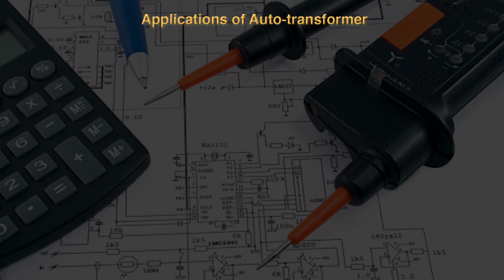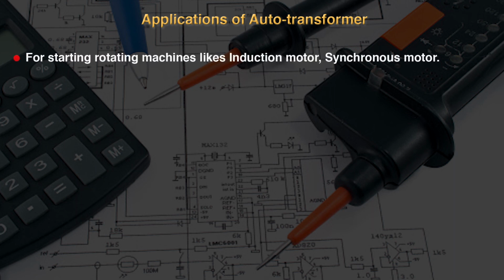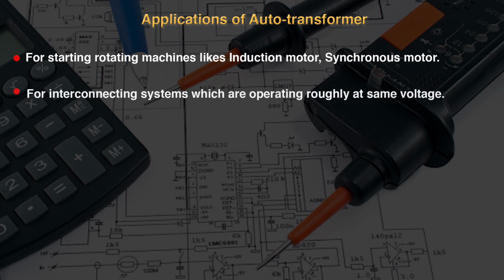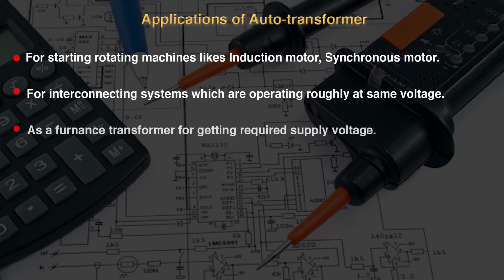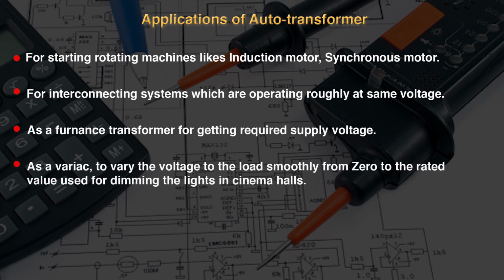Now we have to understand the applications of the auto transformer. The applications of the auto transformer are as follows. First, for starting rotating machines like induction motors and synchronous motors, auto transformers are used. Second, for interconnected systems which are operating at roughly the same voltage, auto transformers are used. An auto transformer can also be used as a furnace transformer for getting the required supply voltage, and it can also be used as a variac to vary the voltage to the load smoothly from 0 to the rated value, used for dimming the lights in cinema halls.